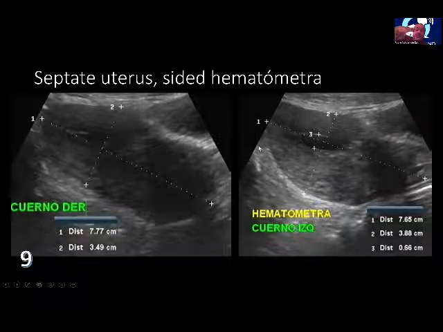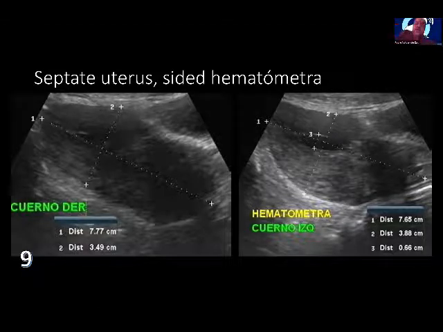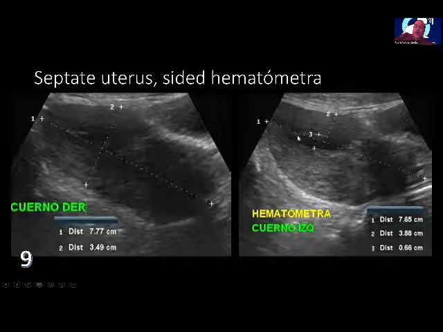This is also a patient with a septate uterus and a hematometra, meaning a collection on one of the sides of the uterus. The right side is empty with an endometrial line, this length, which is not big, and the left cavity has some amount of fluid inside.